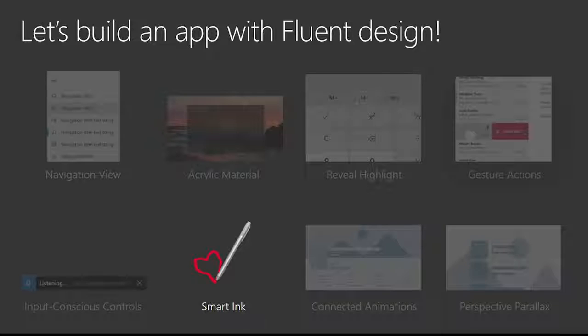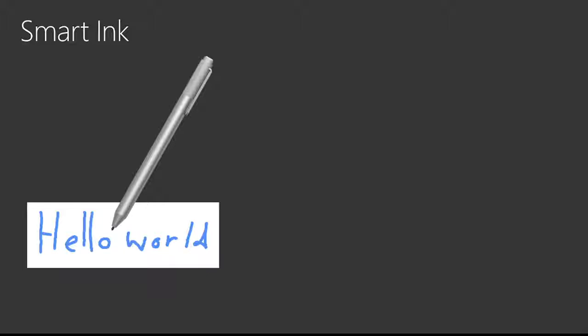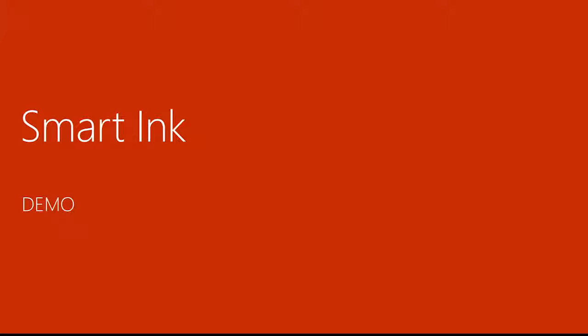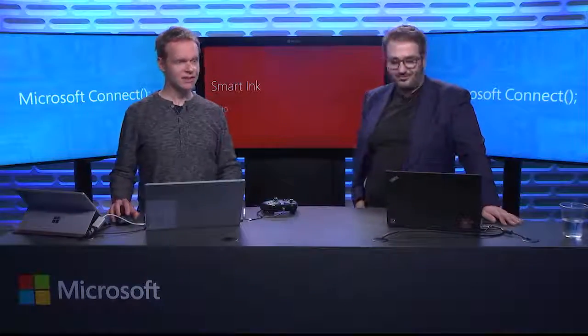But the pen is one particular input there's been quite a bit of attention on, and there are some cool new advancements around Smart Ink that we want to let you know about that really help you make really fluent apps. It's worth realizing that Smart Ink is a great natural and efficient way to annotate stuff. People do that both with visual documents as well as wordy documents. And there's great support to recognize common shapes and also do custom gesture handling. I think we've got a cool demo of that, so let's take a look. Awesome. Let's jump back to the demo machine again, please.